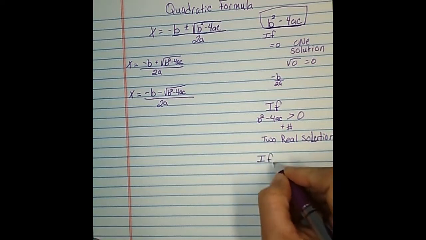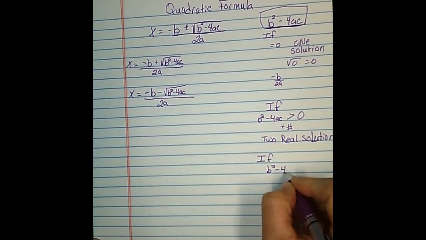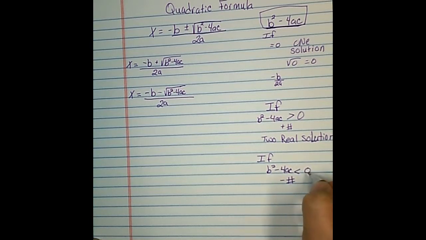If my discriminant is less than 0, then it's some negative number, and again, it's not equal to 0, it's just less than, so it's some negative number. I'm going to have two solutions. But these solutions are going to be imaginary solutions. How do I know that?